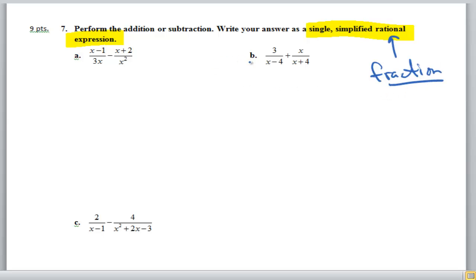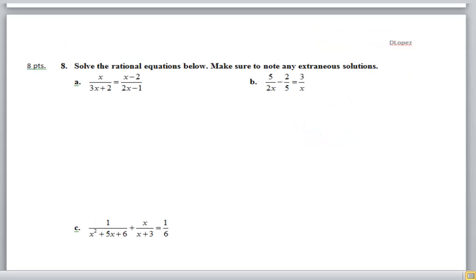fraction. So like a lot of people, for example, in B, the answer I believe was something like x squared minus x plus 12 or something like that. I'm just guessing. If it's wrong, I apologize. I think it was x squared minus x plus 12, and some people left it at that. But it's x squared minus x plus 12 over the common denominator, which was x minus 4 times x plus 4.